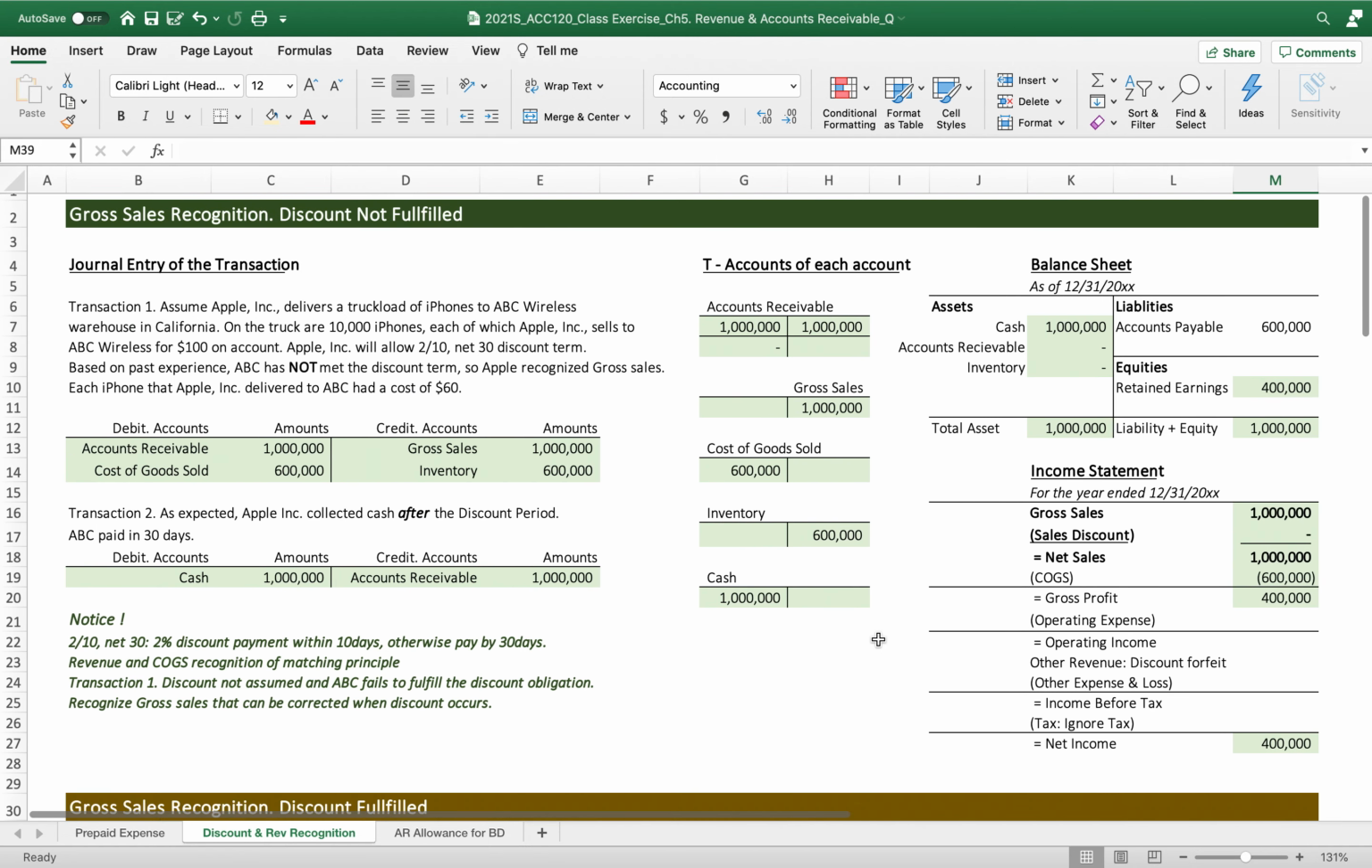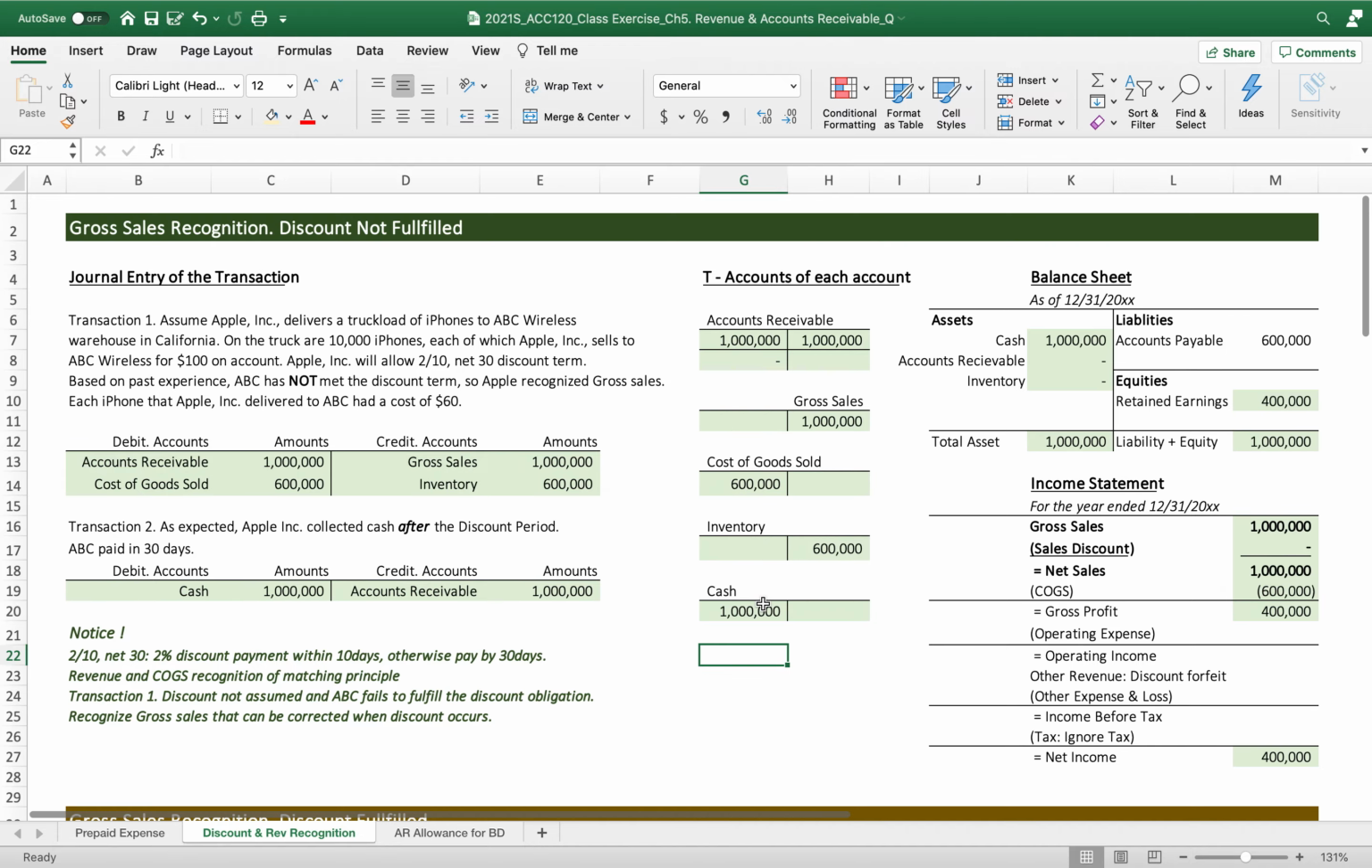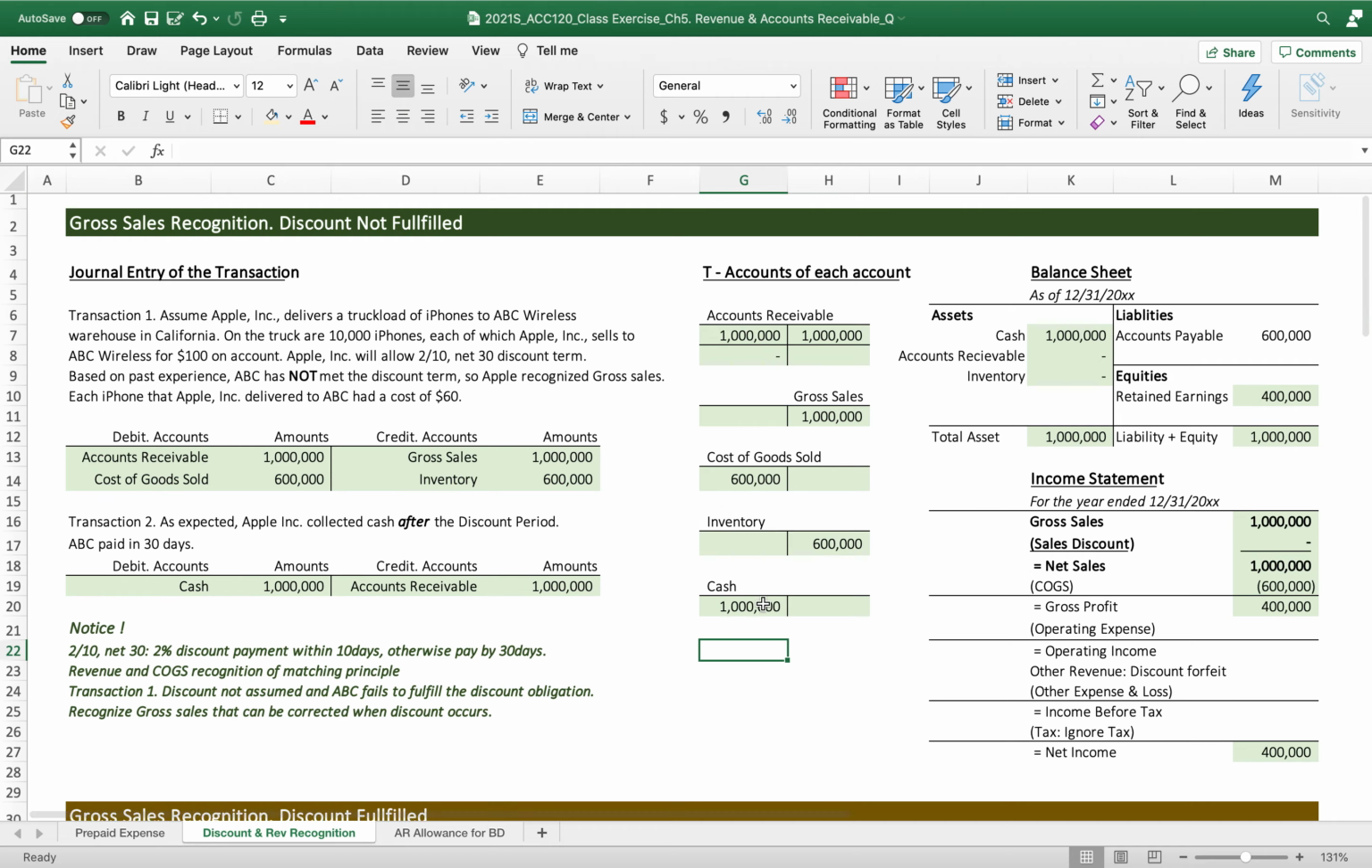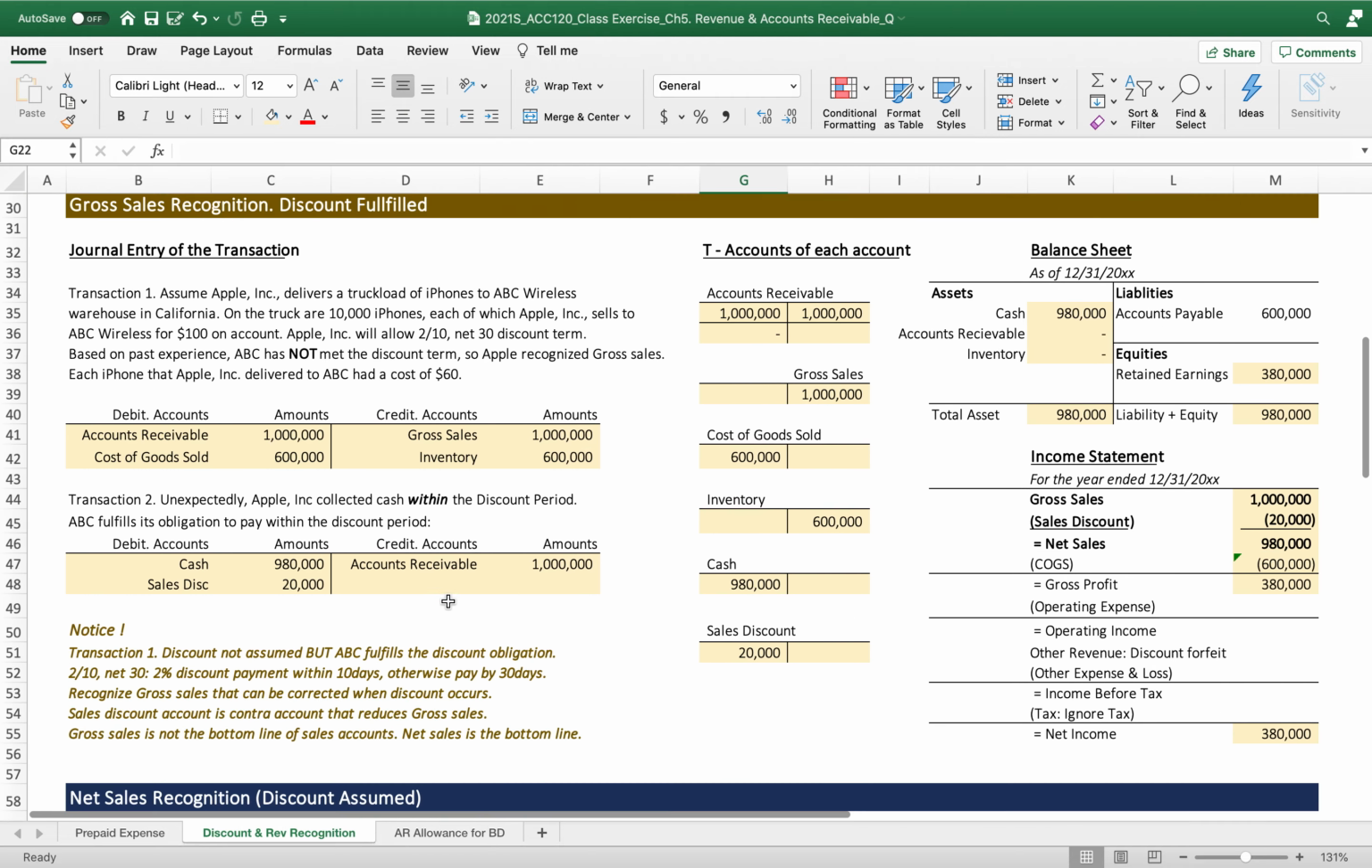Okay, so I wanted to compare these two cases, the gross sales recognition, assuming that Apple Inc. doesn't think the ABC Wireless company will pay within 10 days. And then this first case, as expected, the ABC Wireless paid after 10 days without any discount, but this case paid within 10 days by receiving the 2% discount. In this case, Apple should recognize a sales discount to reduce the gross sales amount to the same amount of cash received, 980, as the net sales amount.